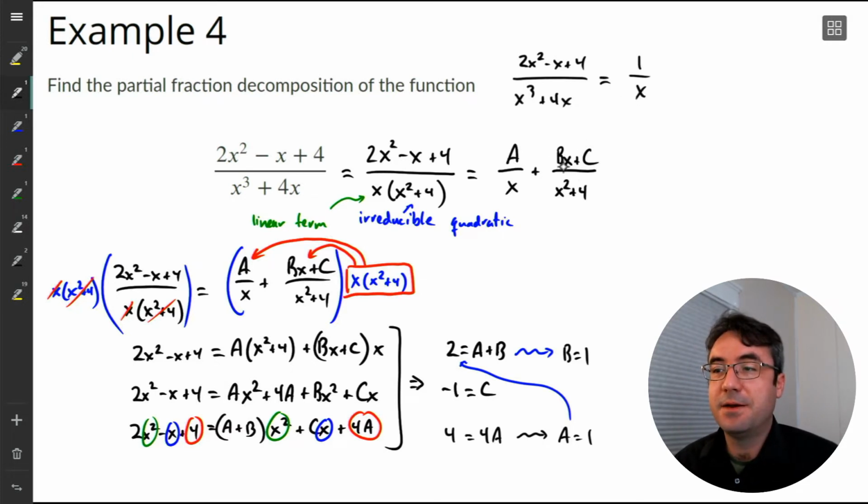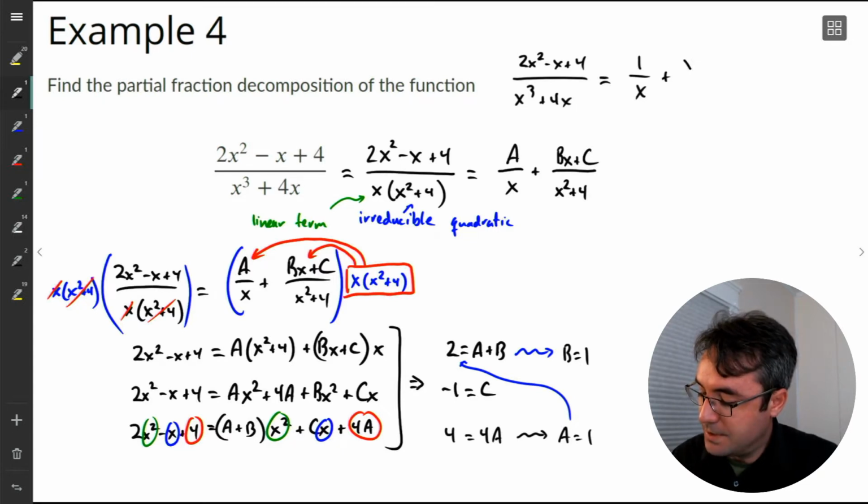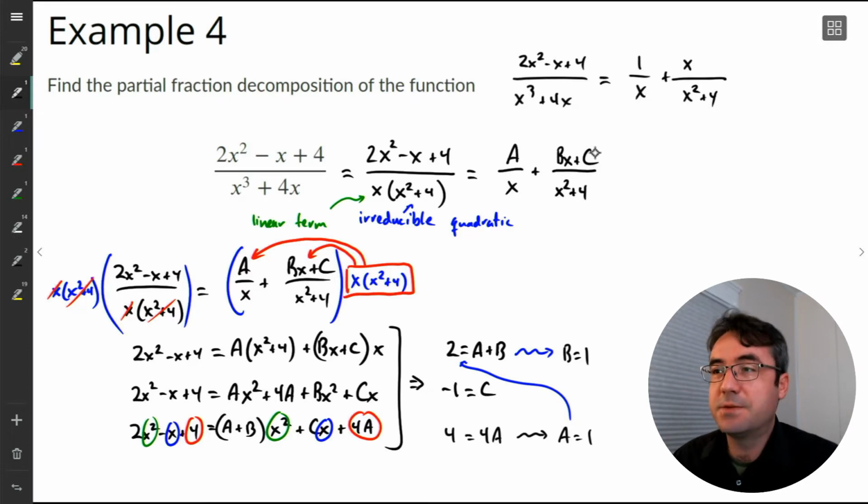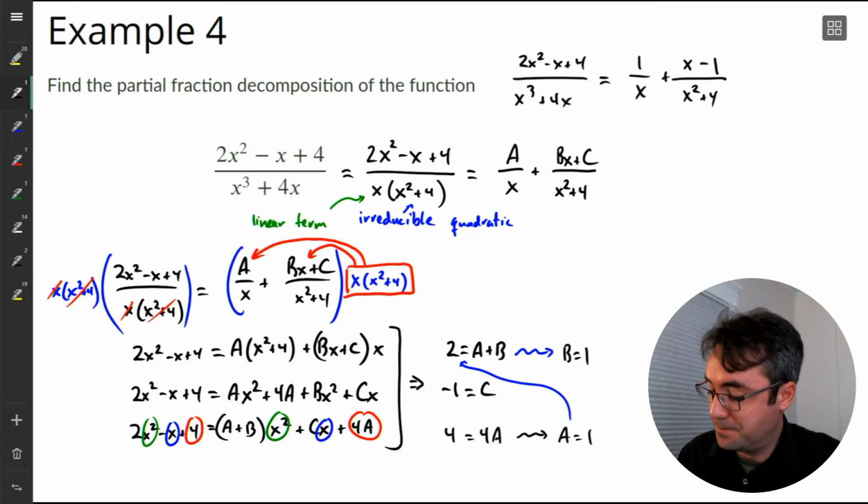Then for b, what is my b value? It's 1. So I'm going to have 1 times x over an x squared plus 4. And then what is my c value? Well, that's negative 1. And so we end up with our partial fraction decomposition there.